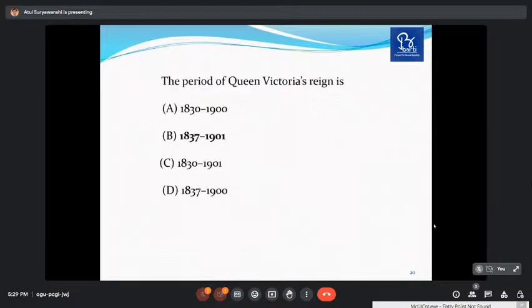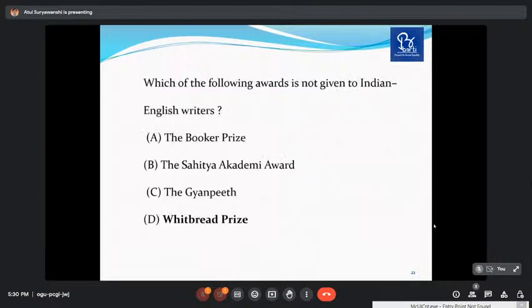The next question here in this series, the period of Queen Victoria's reign is what exactly? Is it 1830, 1837, 1830, 1837 again? You know, very close options have been given here. The B option is the correct one. 1837 up to 1901 was the period of Queen Victoria's reign. So it was Victoria Queen's time.